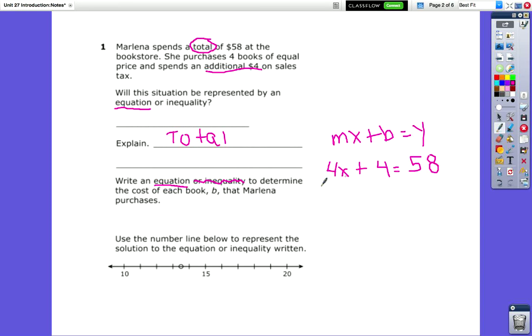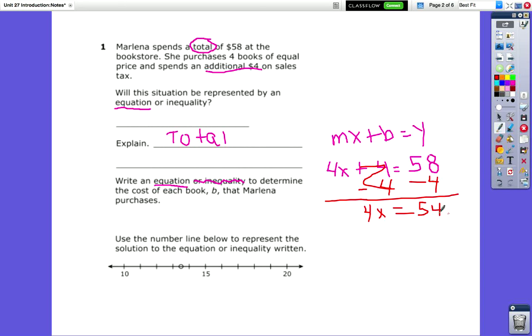Now we're going to solve this equation. We are going to go over here where the variable is, and we're going to undo the number that's by itself. We call this number the constant. So we're going to subtract that number to get rid of it from the left-hand side of the equal sign. And then we're going to bring down 4x equals 58 minus 4, which gives us 54.